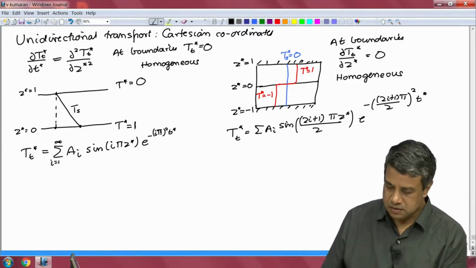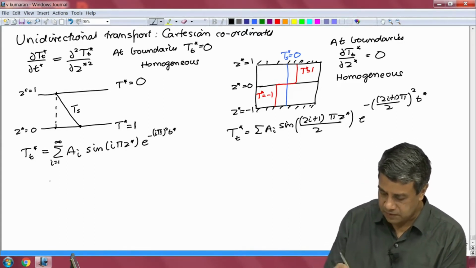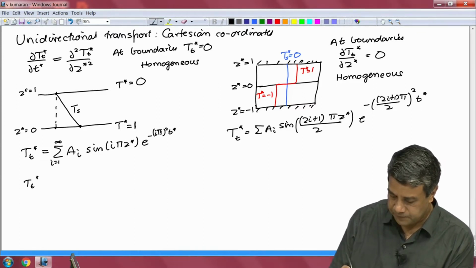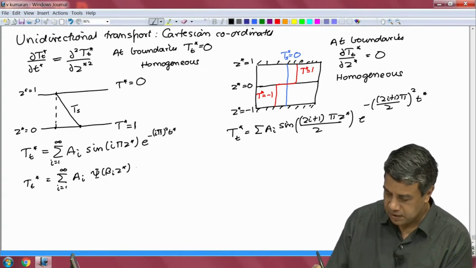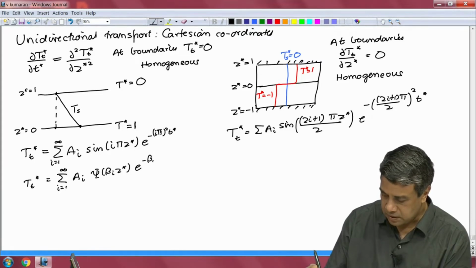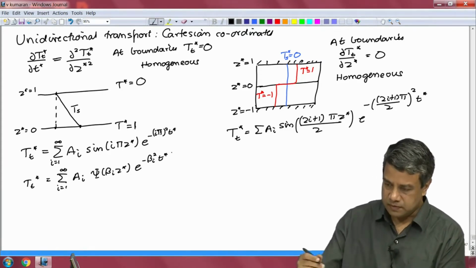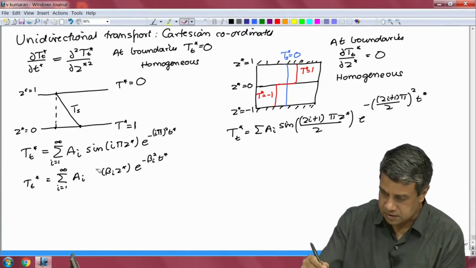So, in both of these cases there is a common form for the transient part: a i times some function of beta i z, e power minus beta i square t. That is the common form of the function in both of these cases.